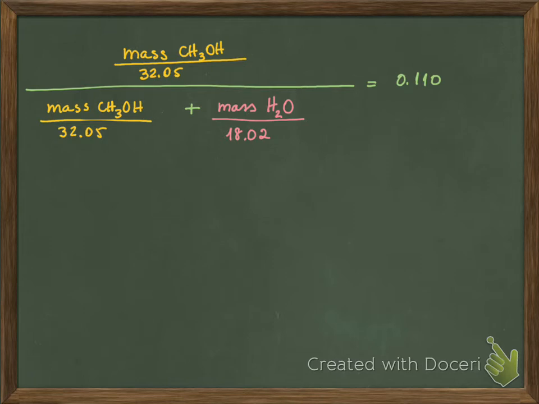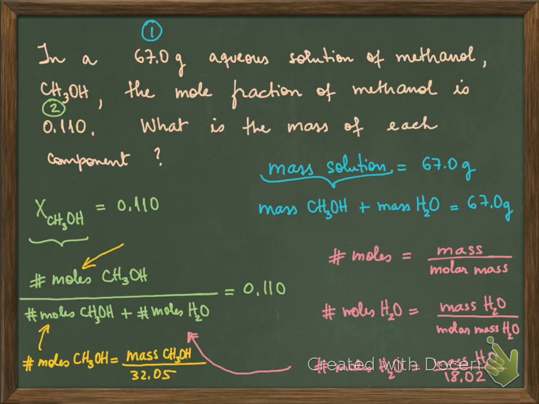So we need a connection now between the mass of methanol and the mass of water. And this connection is found in the mass of the solution. Remembering that the mass of the solution is the combination of the masses of methanol and the mass of water, we can then write that the mass of water from this equation is 67 grams minus the mass of methanol.